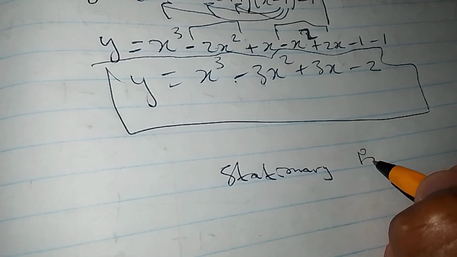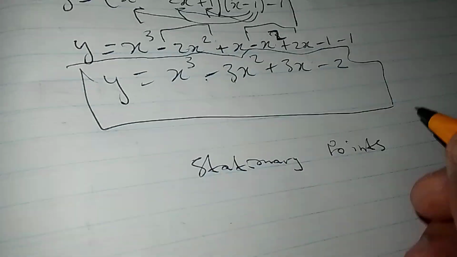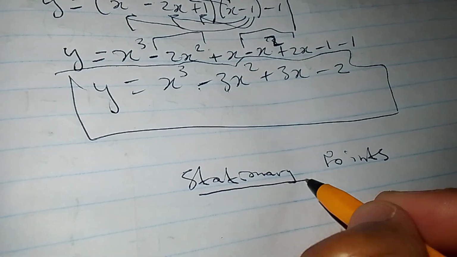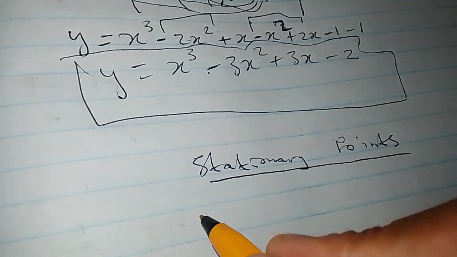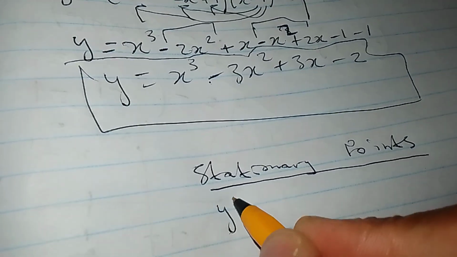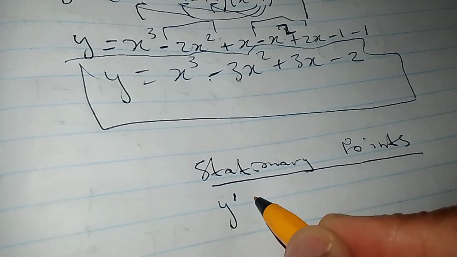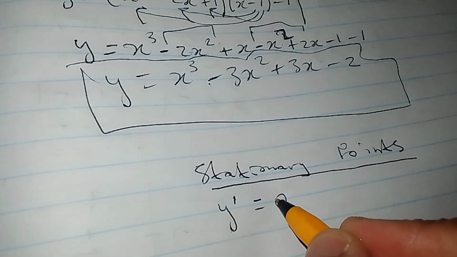I want to do the stationary points. This is how you do the stationary points. We know that on the stationary point, you have to derive, and then after deriving, you have to equate the derivative to 0.